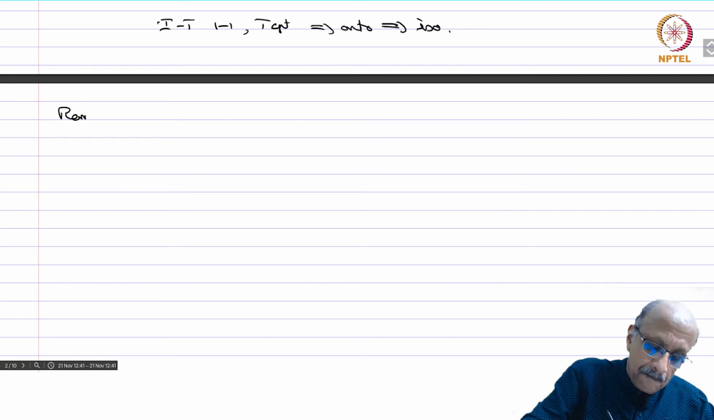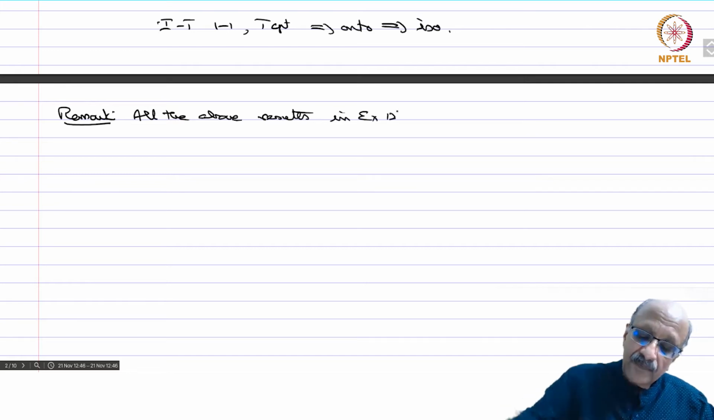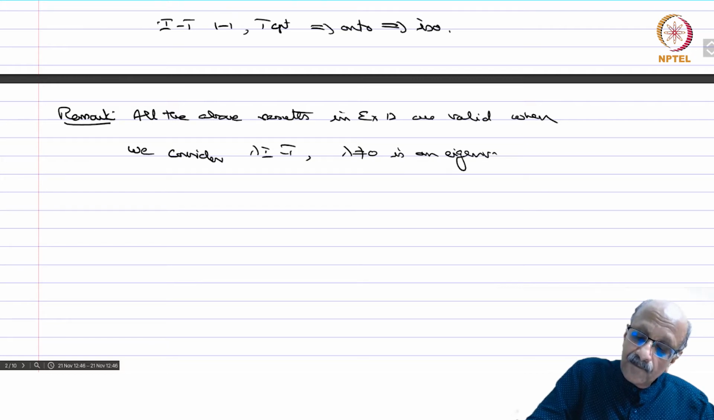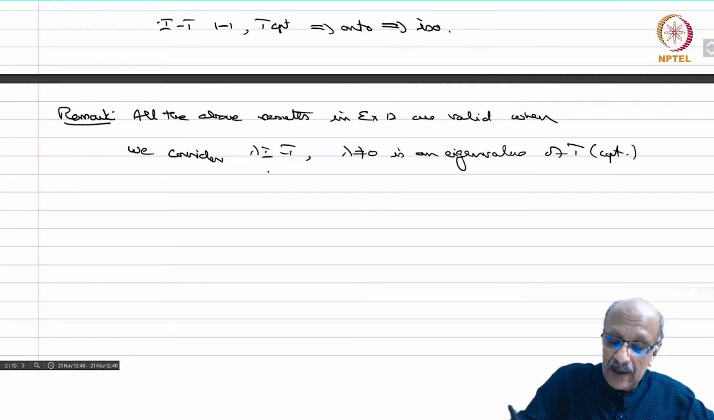Okay, so remark, all the above results in exercise 12 are valid when we consider lambda I minus T, where lambda not equal to 0 is an eigenvalue of T, compact of course, because you can write this as lambda times (I minus T/lambda), and therefore all the results which we wrote before, they are all true.